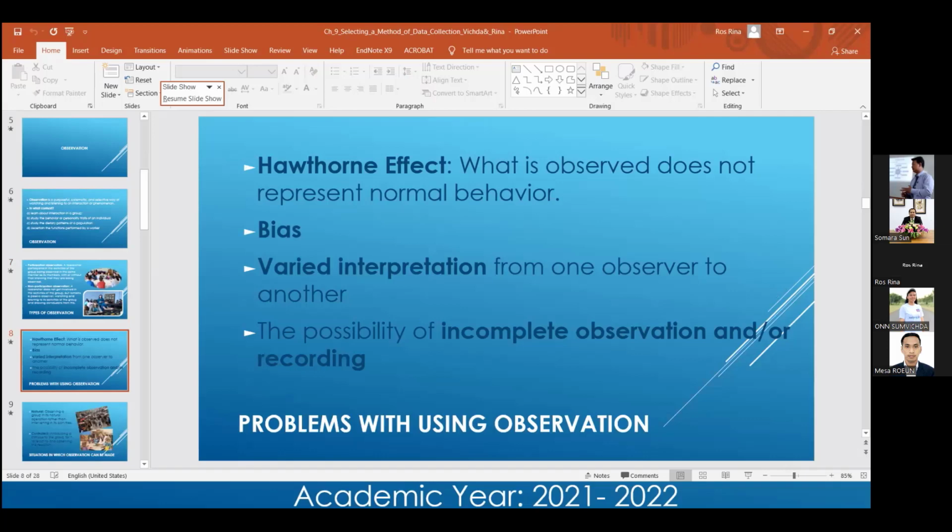And the problem with using observation is that what is observed may not represent normal behavior. Sometimes we observe but we cannot get what we were supposed to see.